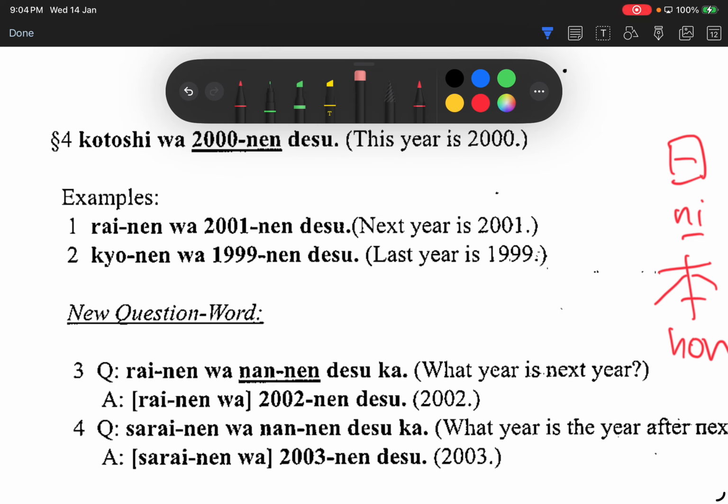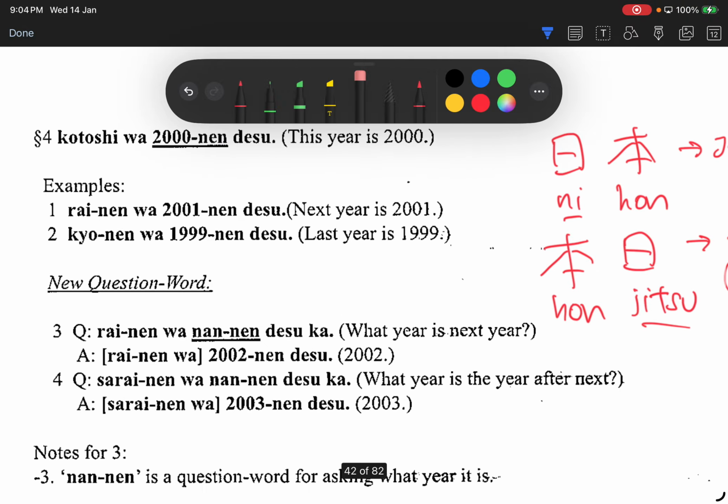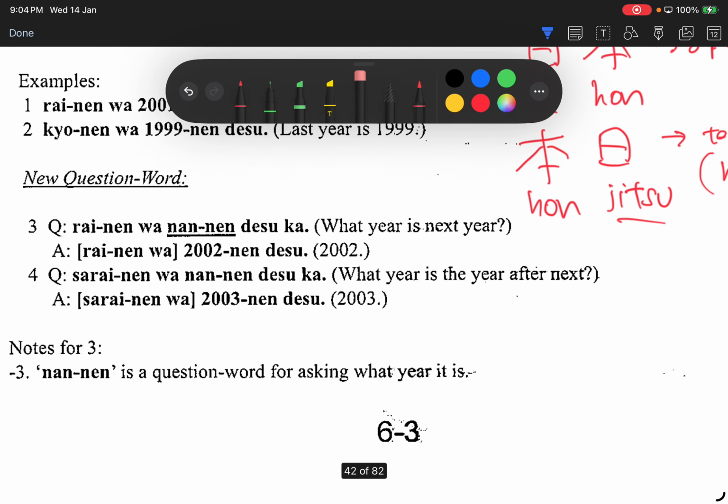Then how to say 1999? Sen, 999. Please don't forget how to count. We learned before how to count, so please don't forget. 1999. Yeah, 1999.